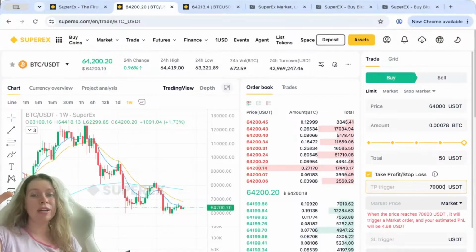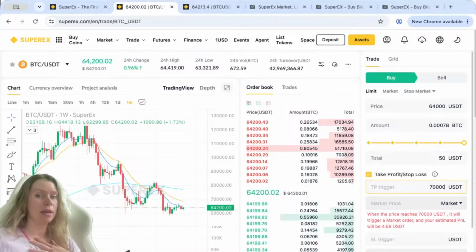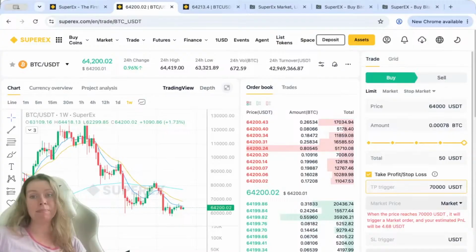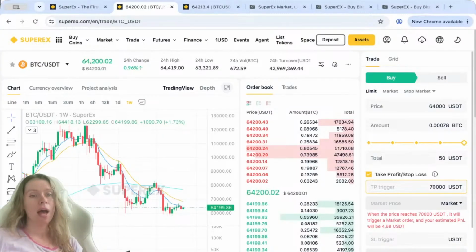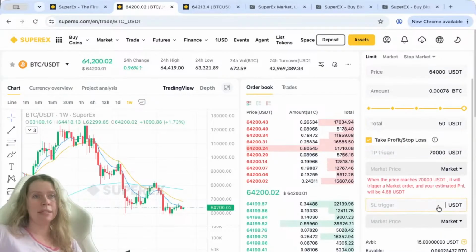SuperEx pretty much tells me in red that when the price reaches 70,000 USDT, it'll trigger a market order, and my estimated P&L will be 4.68 USDT. So that means if Bitcoin moves from 64,000 to 70,000, the platform sells my Bitcoin automatically. I lock in my profits when I'm asleep, while I'm at work, anywhere. We love it.